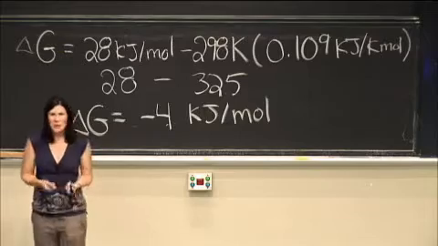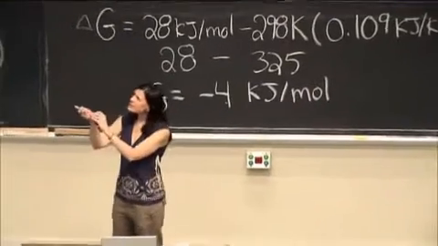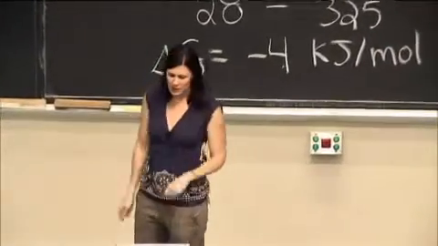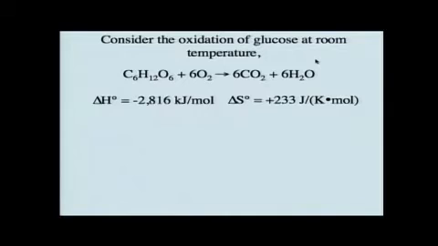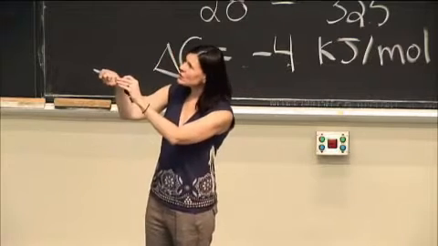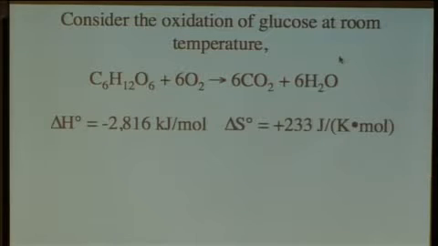Let's take a look at one more reaction since we spent so much time discussing the oxidation of glucose. So again, what we know about this reaction, we've already calculated the delta H is negative 2816 kilojoules per mole. And you could look up, and we'll figure out how to calculate it soon, the change in entropy, which is plus 233 joules per K mole.